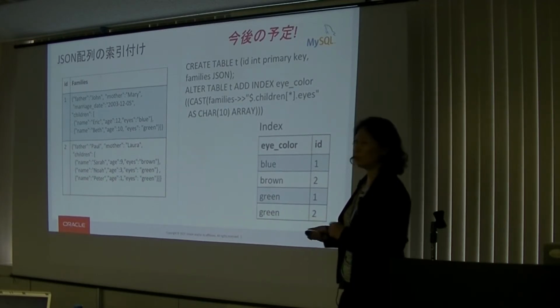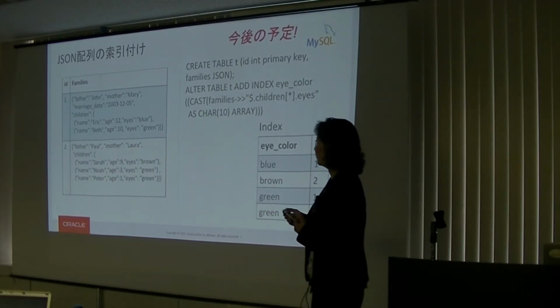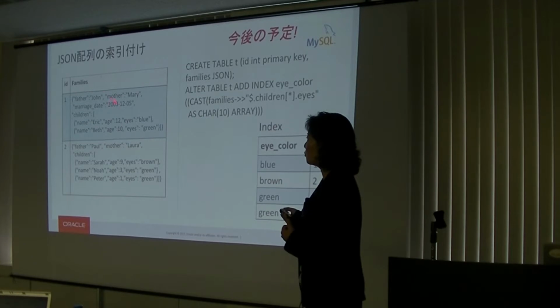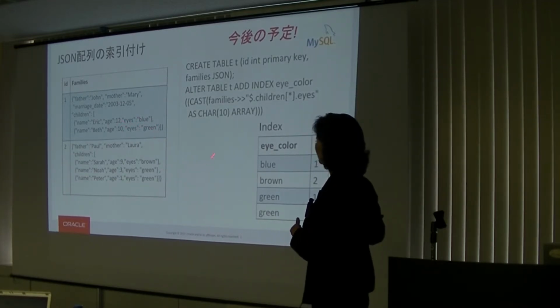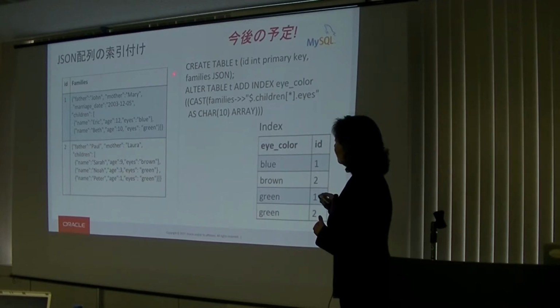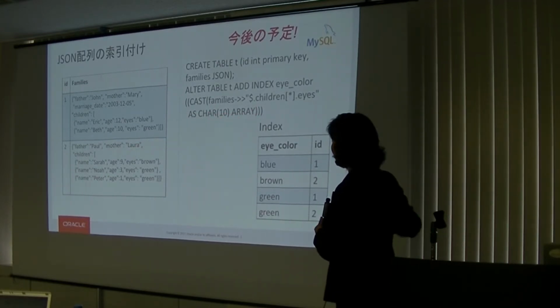To show an example, let's go back to the family example. We have 2 elements, 2 families as before, and now we add eye color. So each child has an eye color: blue, green, brown, whatever. Then I want to do an alter table. I want to add an index on eye color on this field. And this is an array of varchar 10. The type of index is array of varchar 10. The index I'll get is something like this.